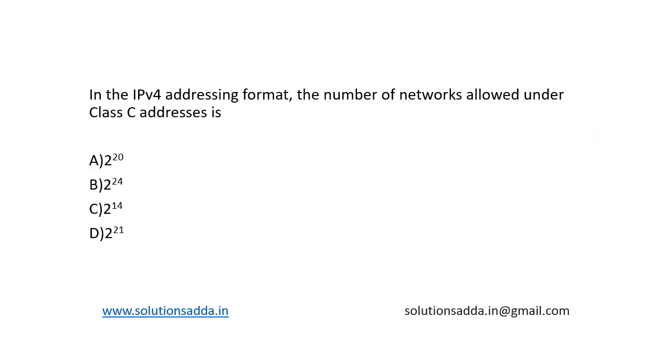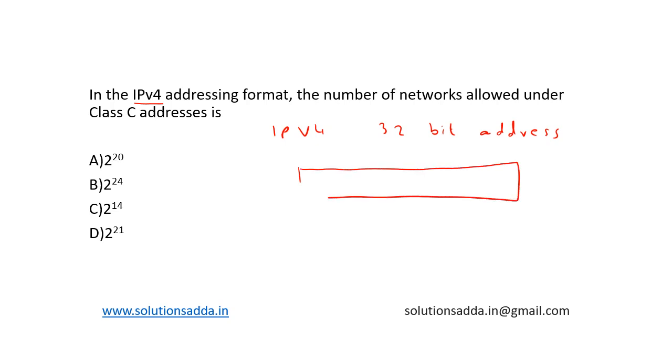This is a question from computer networks. In the IPv4 addressing format, the number of networks allowed under Class C addresses are. IPv4 is a 32-bit addressing format. Here, for Class C, the addressing is divided into two parts, 24 bits and 8 bits. This 24 bits is for network ID and 8 bits is for the host ID.